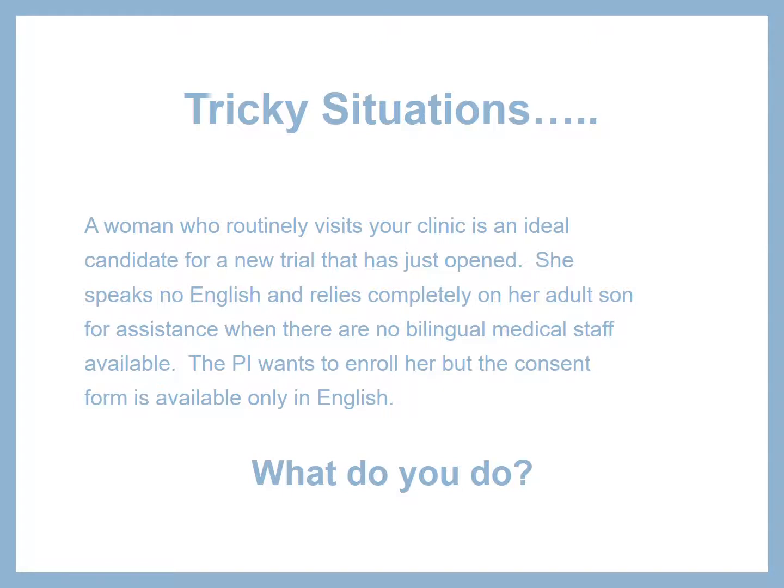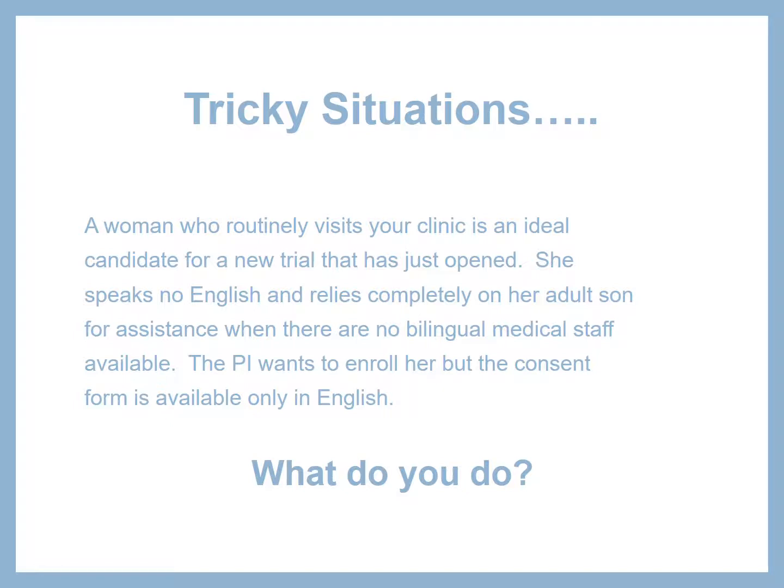So I'm going to give you some tricky situations. This is the first one. These are real things that have happened. A woman who routinely visits your clinic is an ideal candidate for a new trial, speaks no English, and she relies completely on her adult son for assistance when there are no bilingual medical staff available. Your principal investigator, the PI, wants to enroll her, but the consent form is available only in English. What do you do?